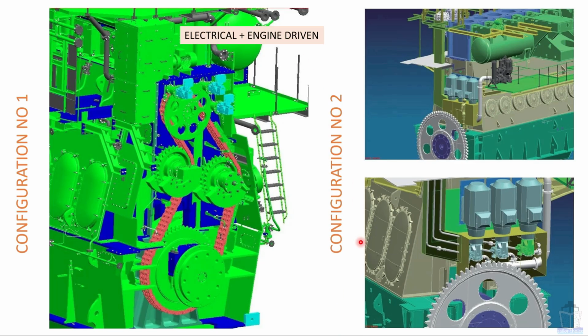Configuration number 2 is all about only electrically driven pumps. You can see there is no engine driven pump installed in this engine. So basically you will find these two types of configuration, based on electrical or engine driven pumps.